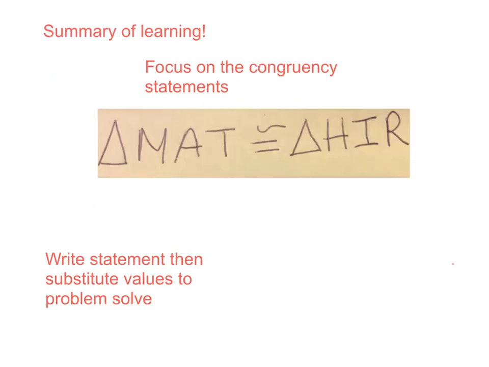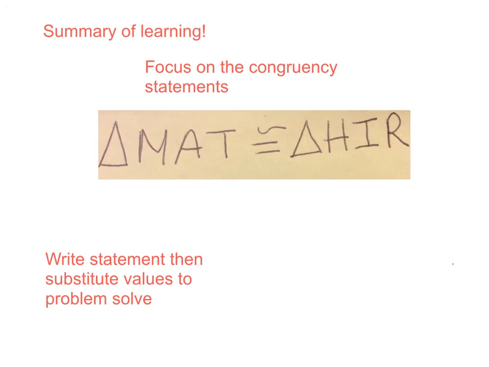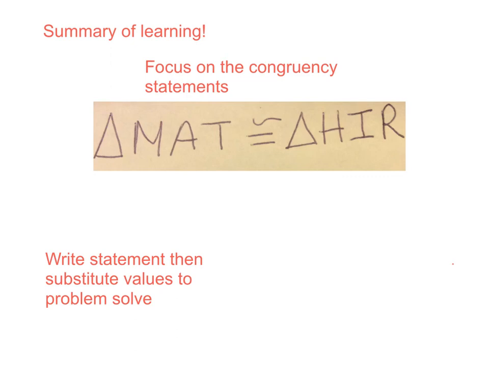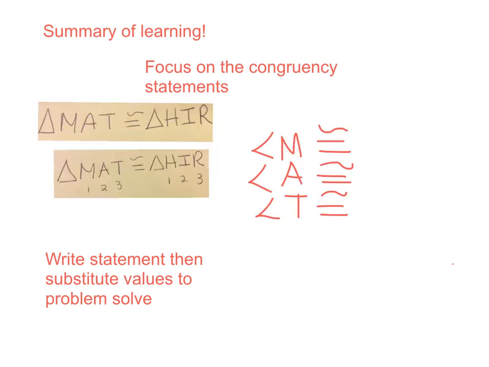So our next point that we're going to focus on is the congruency statement. So here, you're given triangle MAT is congruent to triangle HIR. What does that really tell us? As you notice, triangle MAT is congruent to triangle HIR. We could number these 1, 2, 3, and 1, 2, 3. So when we get ready to list corresponding parts and we label MAT here, we want 1, 2, 3 to match up with 1, 2, 3.